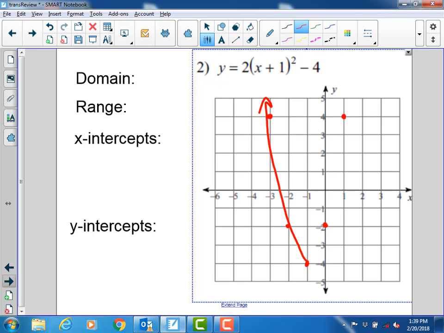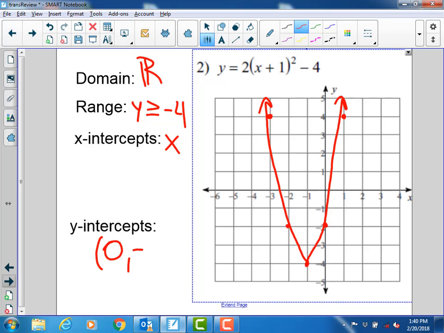Connect our dots. Again, our domain is all real numbers. The range, since it's opening up, is y is greater than or equal to -4, the k value. And our x-intercepts we're not going to worry about on this problem. And the y-intercept, we can see that we're at (0, -2).